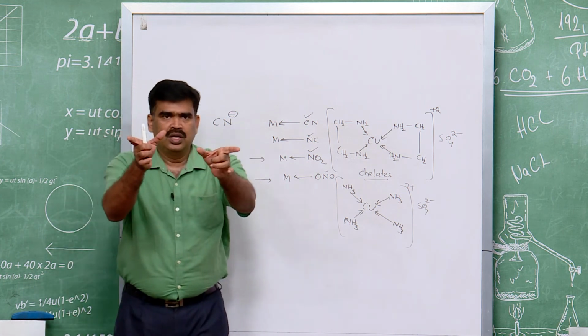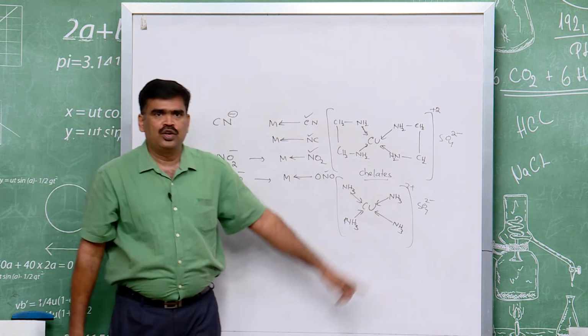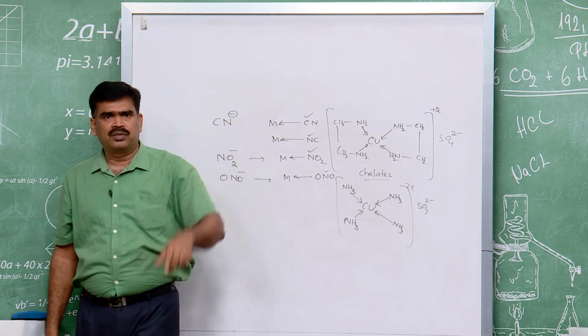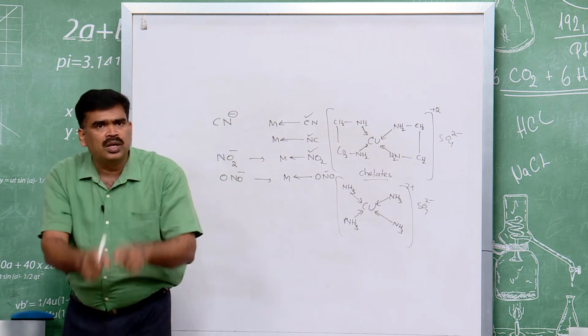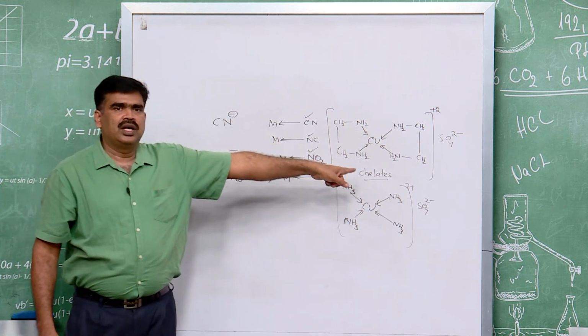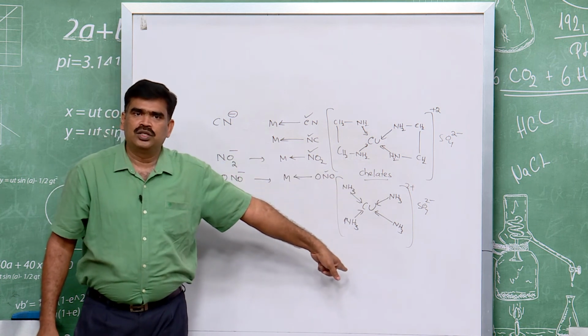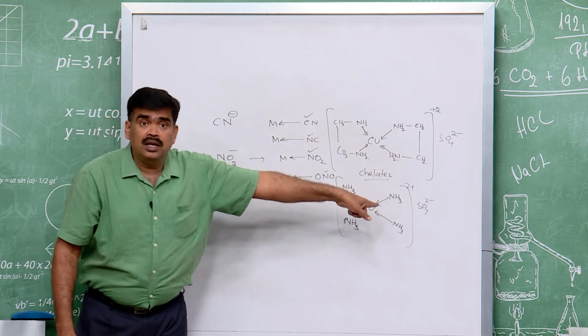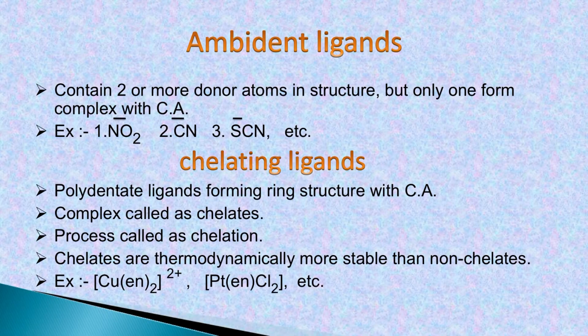Ring structures, entropy factor supports, entropy increases when chelates are formed. Thermodynamically they are more stable, so therefore chelates are more stable complexes than non-chelated complexes, and the ligands responsible for this are called chelating ligands. Chelating ligands means they form ring structured complexes, right?